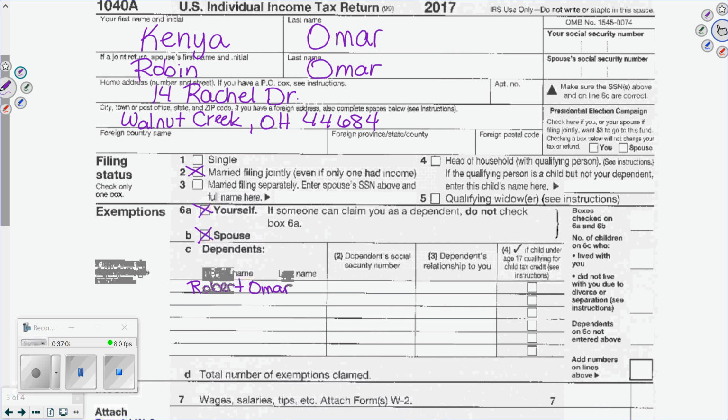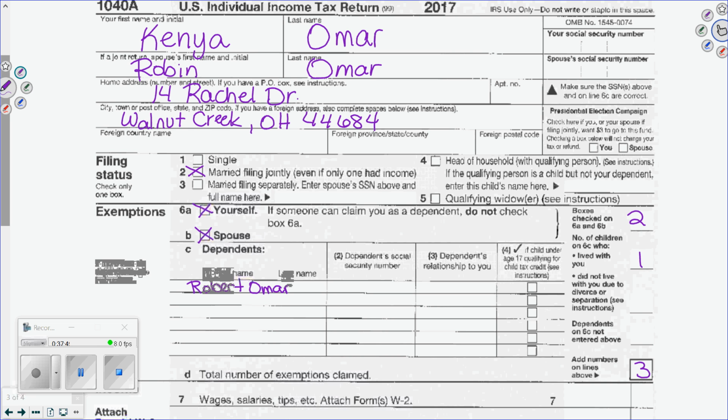All right, so then look over to the side. It says boxes checked on 6A and 6B. How many boxes did we check? On 6A and 6B, we checked 2. Number of children on 6C who lived with you, who did not live with you, or dependents on 6C not entered. So ours is always going to be the ones that are listed for them, right? So we listed 1. All right, add numbers on lines above. 2 plus 1 is 3. Look at that math we're doing today.